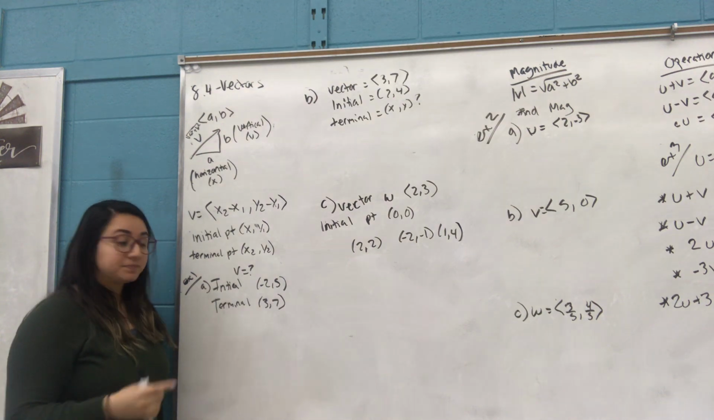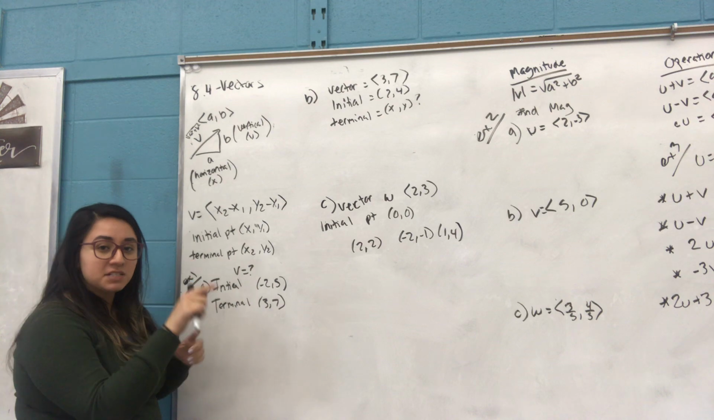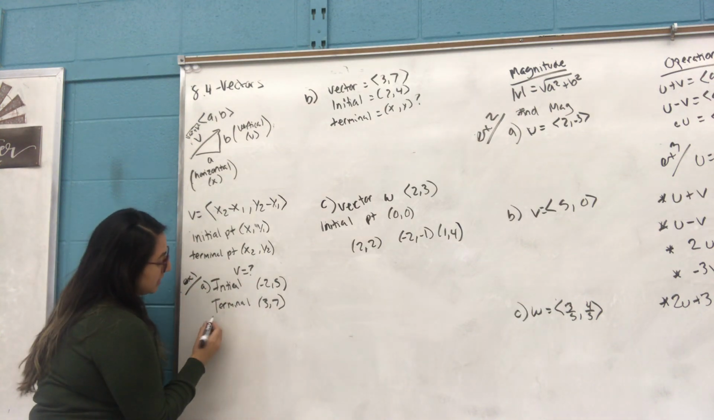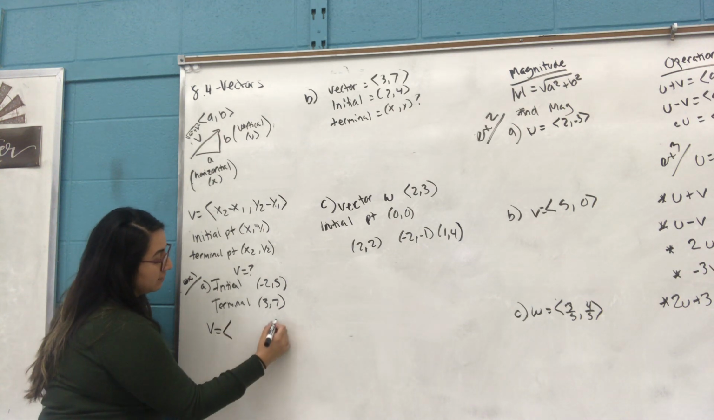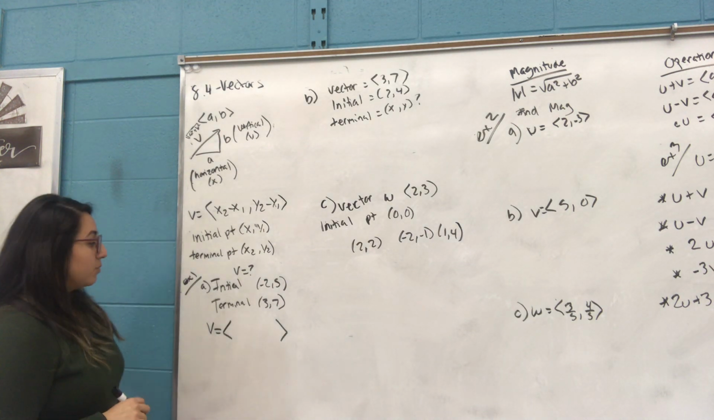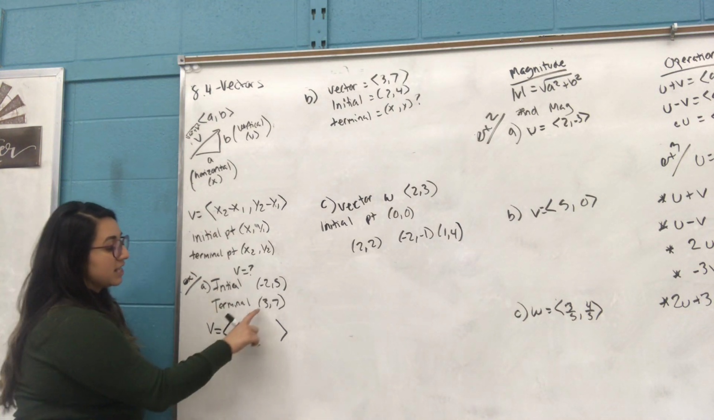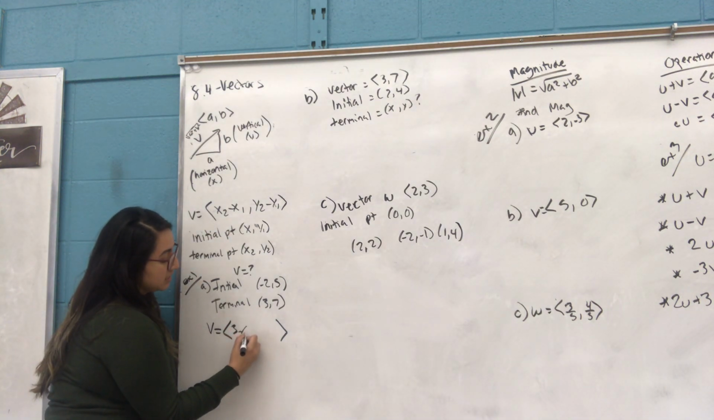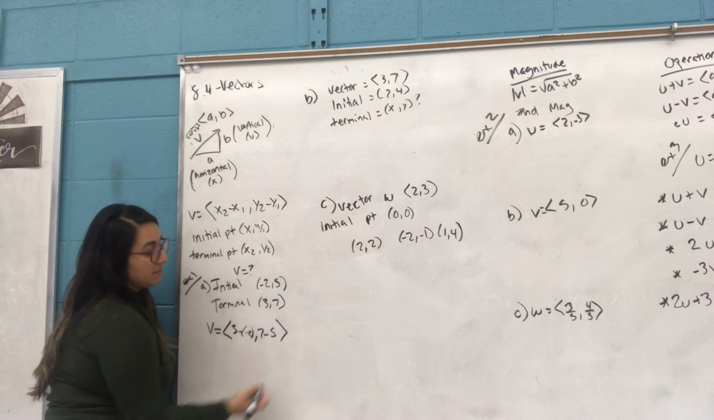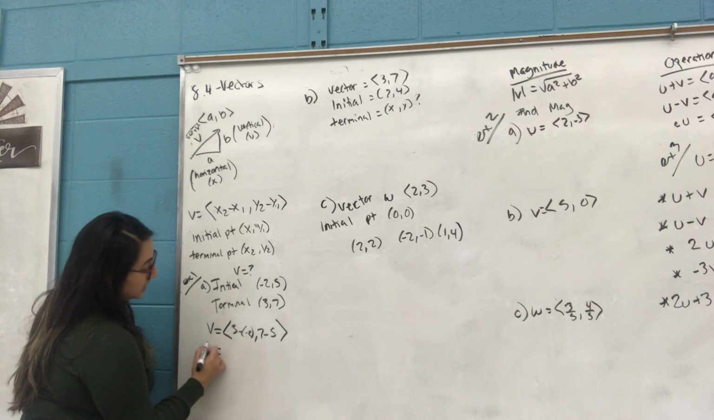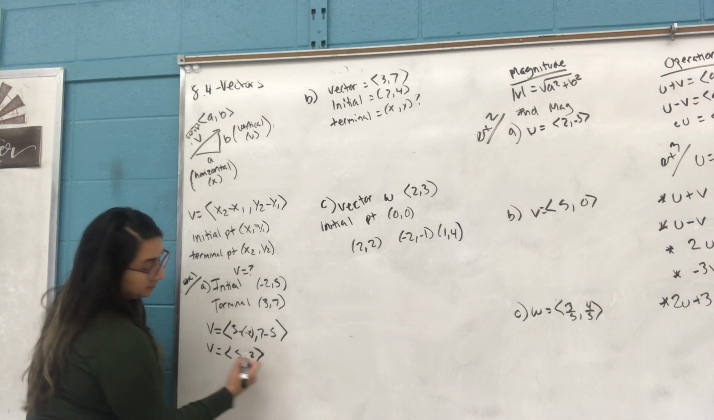What is the vector? You could go ahead and graph it and count the number of spaces, but it's just easier to subtract. So to find the vector, I'm going to call it vector v, with the little triangles here. What you do is you subtract your initial point from your terminal point. The x is 3 minus -2. And then I do my y's, 7 minus 5. So what I get is 5, 2.